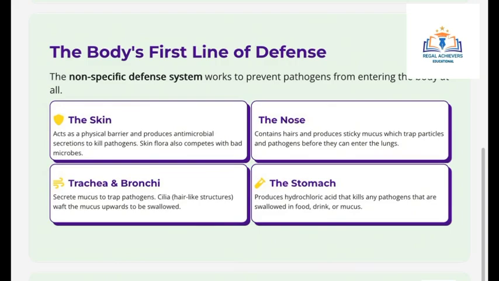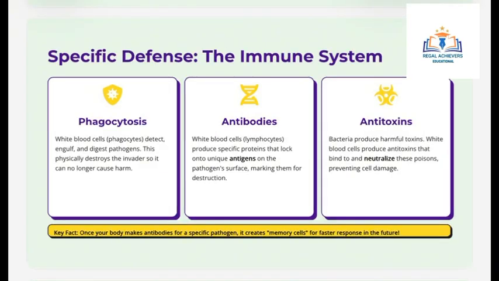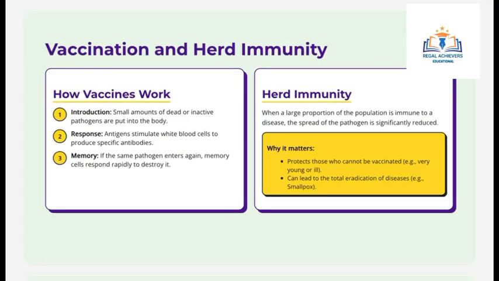If a pathogen gets past those initial defenses, your immune system kicks in with a specific, targeted response. White blood cells are your internal army. Some eat the pathogens through phagocytosis, physically destroying them. Others create specialized antibodies that target specific invaders or antitoxins to neutralize bacterial poisons. This system also creates memory cells for a faster response next time. Next, we'll look at how we can boost this natural defense.